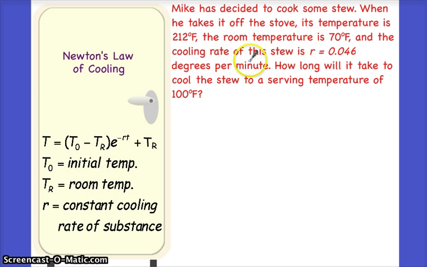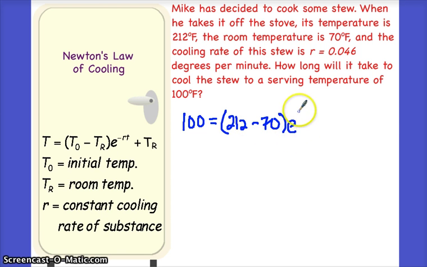Given the information up top here, take a second to read through it. But then we're going to fill in the different parts of our equation. The final temperature, which in our stew we're hoping to be 100 degrees Fahrenheit, is over here at the left. So I'm going to say 100 equals. T sub 0 is the original temperature, so the original temperature of the stew is 212 degrees. T sub R is the room temperature, which is 70 right now.